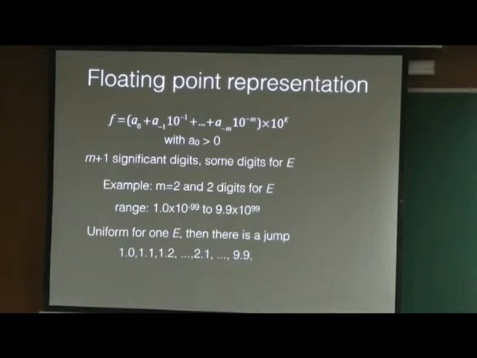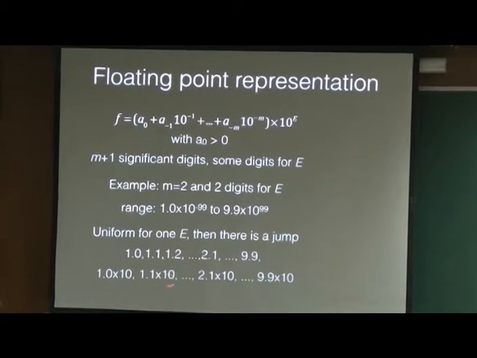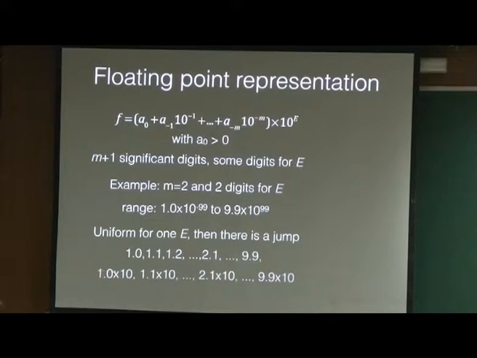Now, when you go to E equal to 1, that means I am multiplying by 10. So, multiply by 10, then what happens? I have 1.0 times 10, so it is 10, this is 11, 12. The number spacing has become 1. So, my spacing is not uniform in floating point representation, but I increase my range.